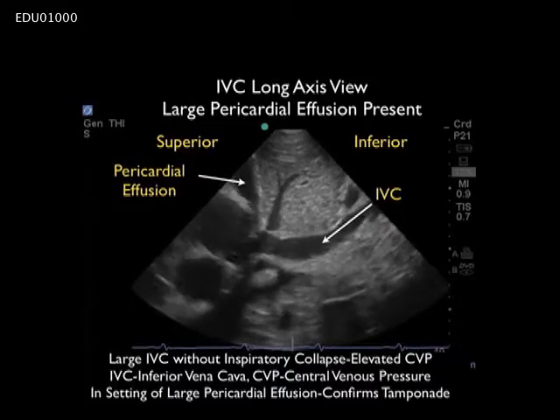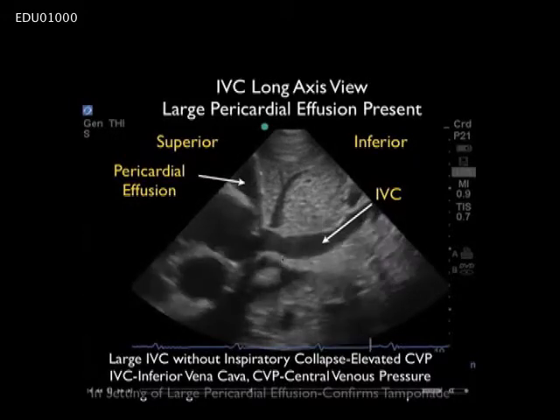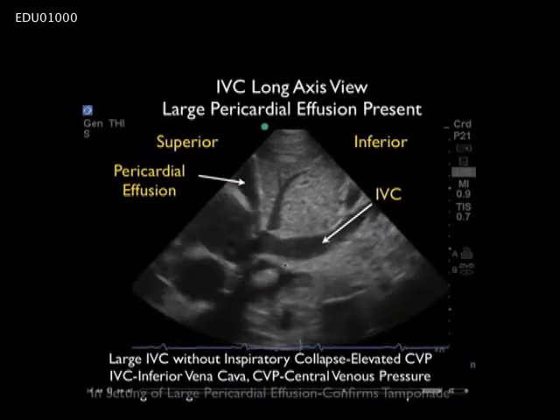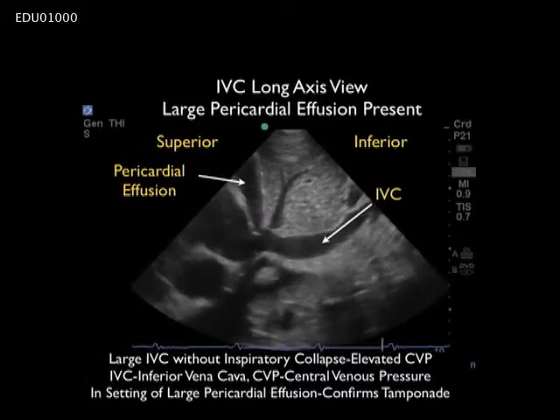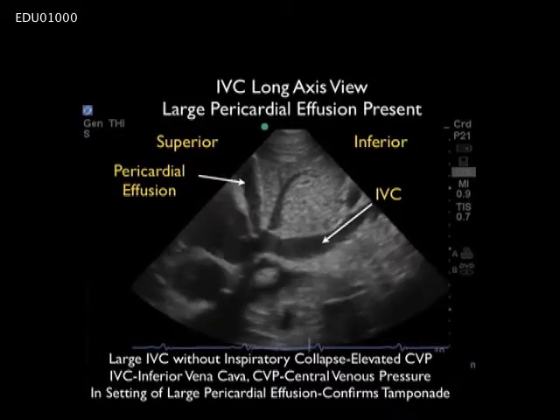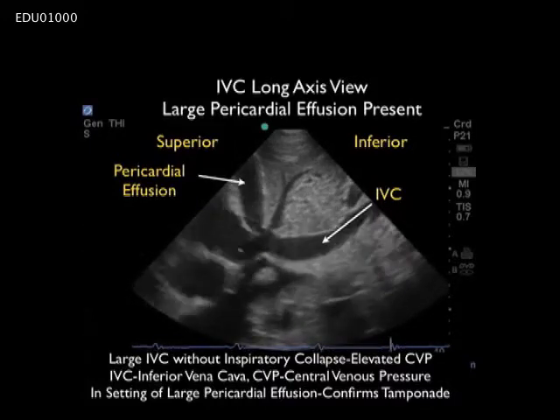Notice here we see the IVC that's relatively distended or plethoric, greater than 2 centimeters, just distal to that hepatic vein, and notice the little respiratory collapse of the IVC with inspiration, indicating a relatively high CVP and the potential for early tamponade physiology in this patient.